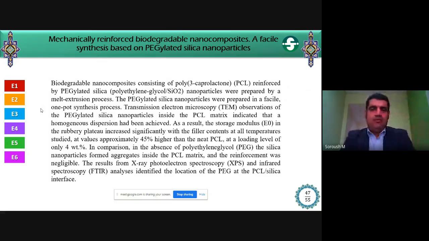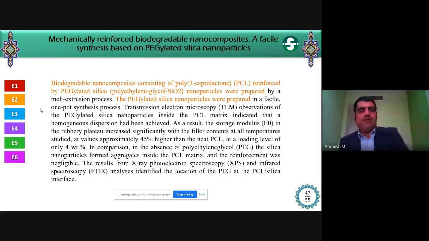We can see that there is nothing as a first element, as a background of research. Then they go directly to the aim of the research, and it is of note that they declared that the aim of this research was preparation of a material. In the second line, we can see "were prepared."